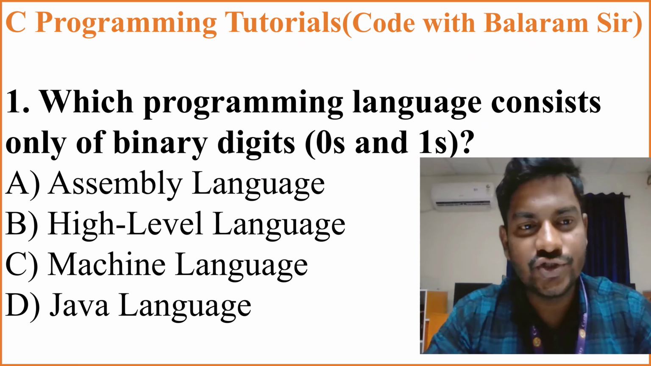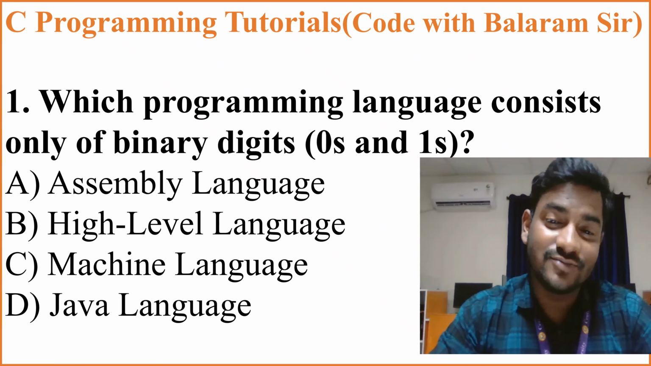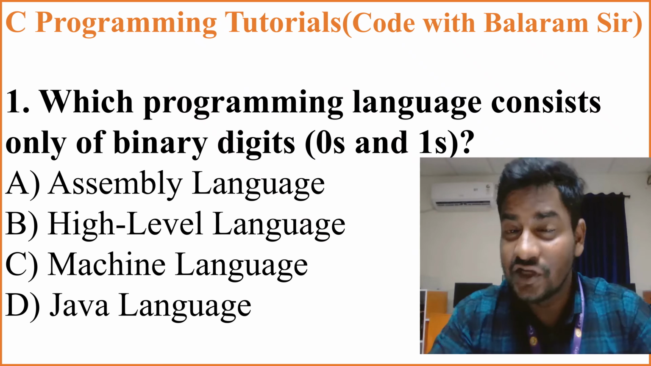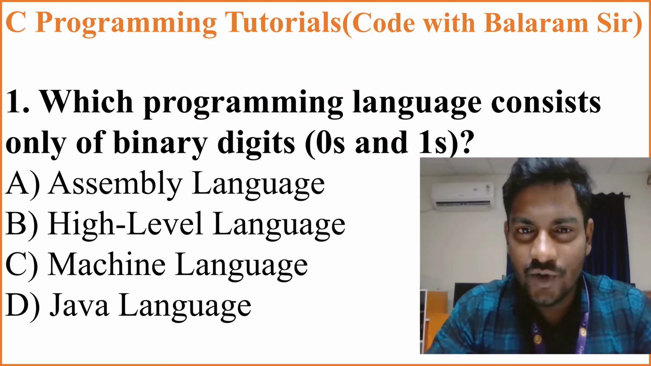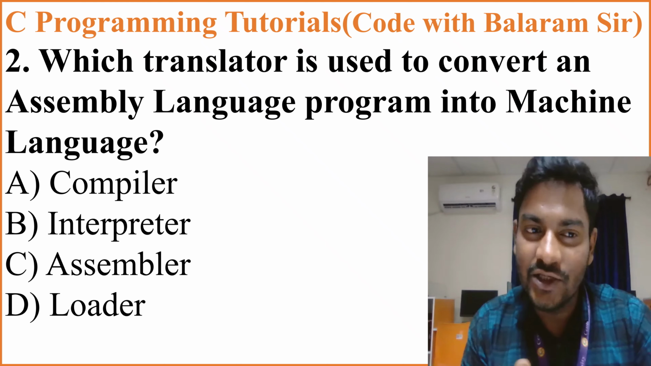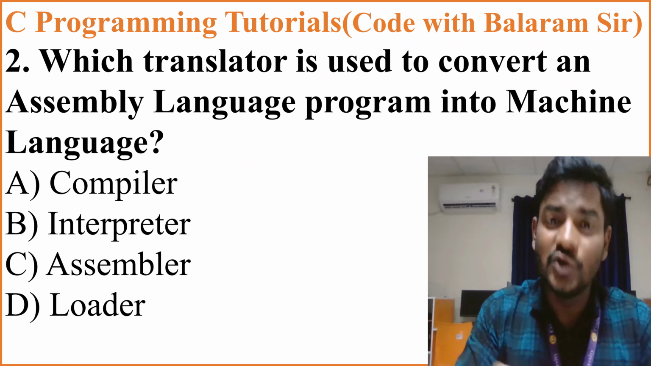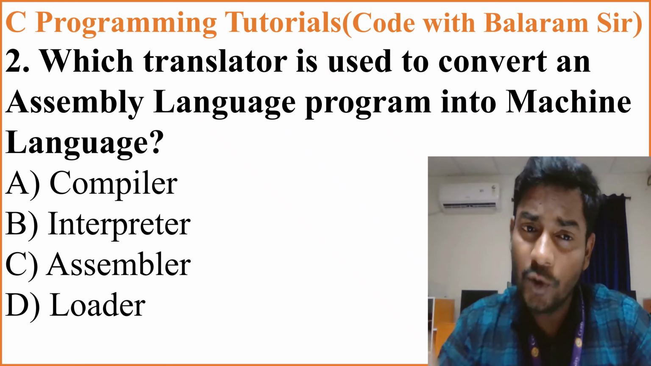First question: which programming language consists only of binary digits, 0 and 1? You all know this answer, I know, because since the past class I've been mentioning these concepts repeatedly. So you have to give the answer in the comment box, otherwise you can work out the answer by yourself. Okay. Next question: which translator is used to convert an assembly language program into machine language? This also I have already mentioned. If you have any doubts about this question particularly, you can see this video once again so that your doubt will be clear. Okay, and try to give the answer by yourself only, and don't take any help from other resources.